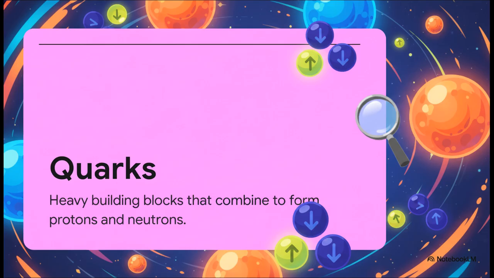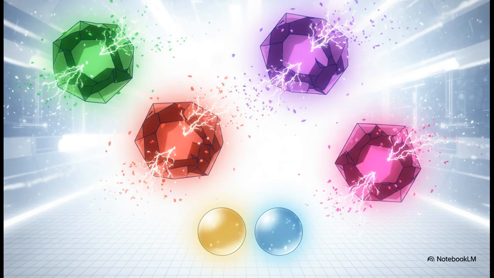If you want to bake a proton, your recipe needs exactly 3 quarks. Specifically, 2 up quarks and 1 down quark. Want a neutron instead? Just swap the recipe. Take 2 down quarks and mix in 1 up quark. In total, there are exactly 6 flavors of quarks in the standard model: up, down, charm, strange, top, and bottom.